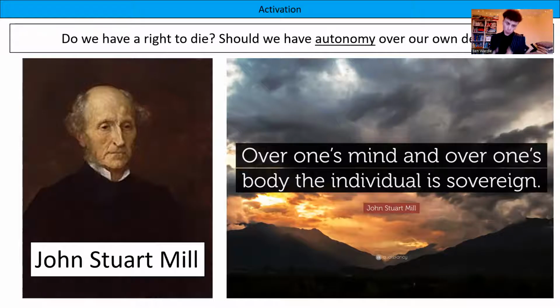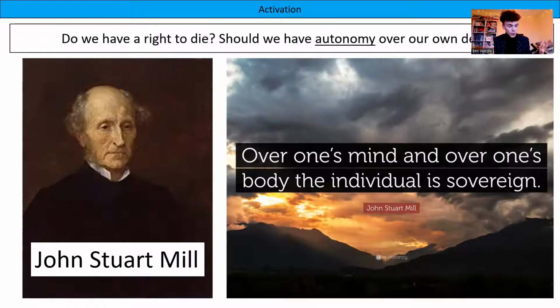So the first point of view I want to give you is from someone called John Stuart Mill. Now, he was a famous philosopher, and he wrote a book called On Liberty. And in this book, he wrote, "Over one's mind and over one's body, the individual is sovereign." And the word sovereign means that you have power and control. So it's the idea that over your own life, you should have autonomy. You should have complete choice, and it should be your choice. So if he wanted to end his life and he was judged to have been of a sound mind, then he should have been allowed to do that, or somebody should have assisted him doing that.